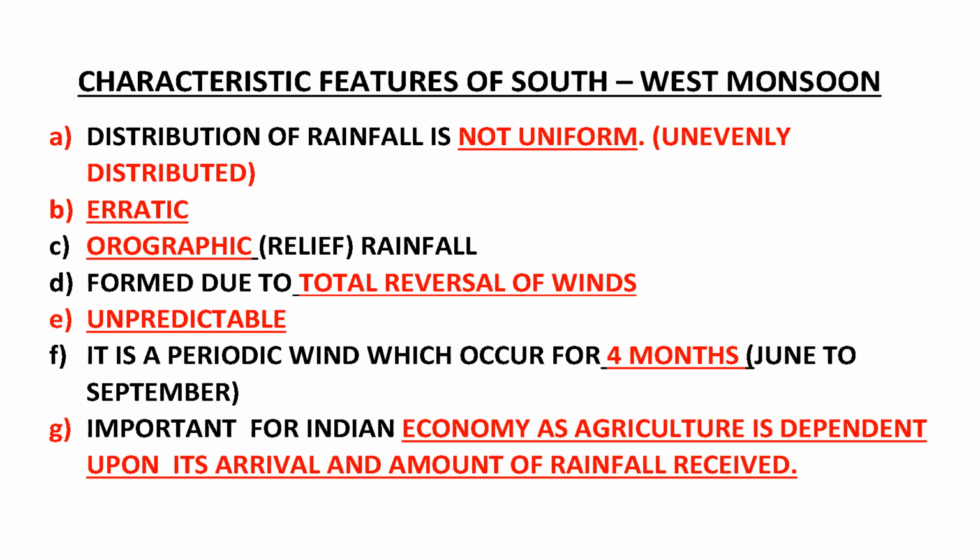Now we come to the characteristic features of southwest monsoons. Now, number one is the distribution of rainfall is not uniform, that is, unevenly distributed, because the southwest monsoons cause rainfall in most of the country except Tamil Nadu in the summer season. The duration and amount of rainfall varies from 2 to 4 months. Even the amount of rainfall varies from region to region.